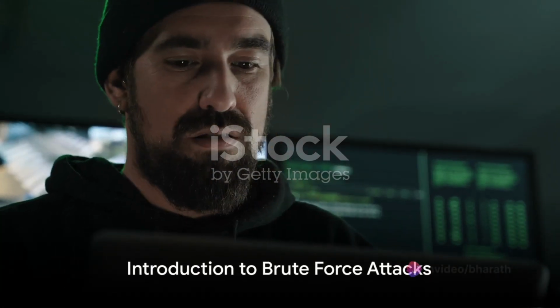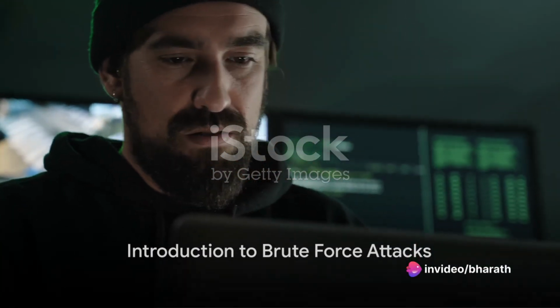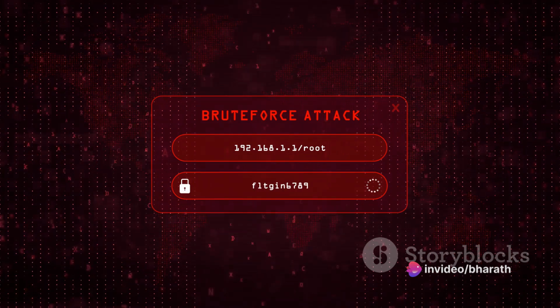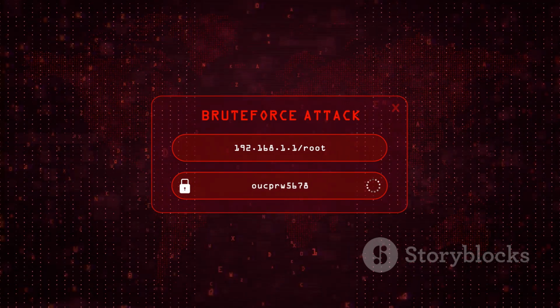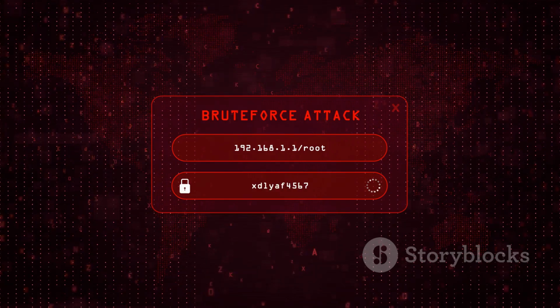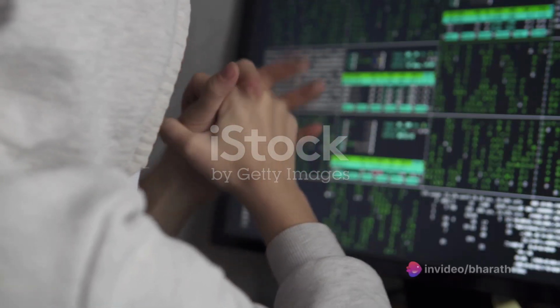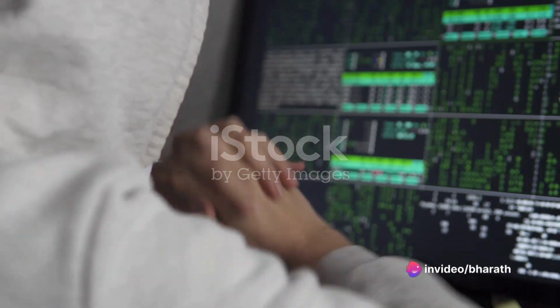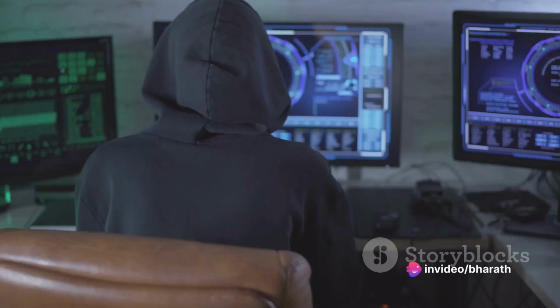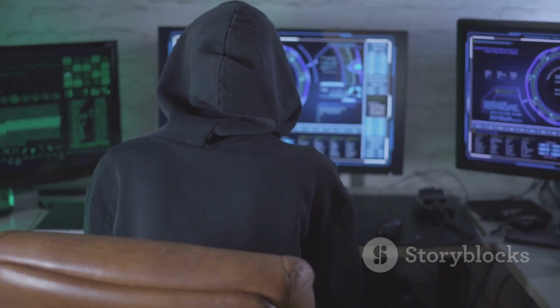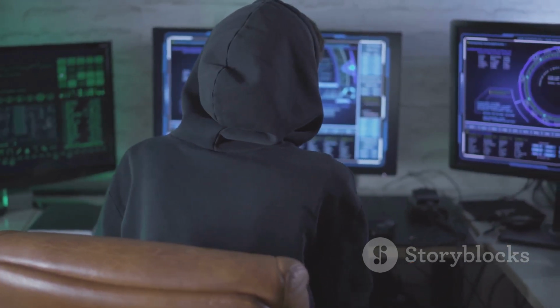Ever wondered how hackers gain unauthorized access to systems? One common method they employ is known as a brute force attack. A brute force attack is a trial and error method used to crack usernames, passwords, or encryption keys. The attacker systematically tries all possible combinations until they've found the correct one. This technique doesn't require sophisticated hacking skills, but it does rely on sheer computing power and persistence.